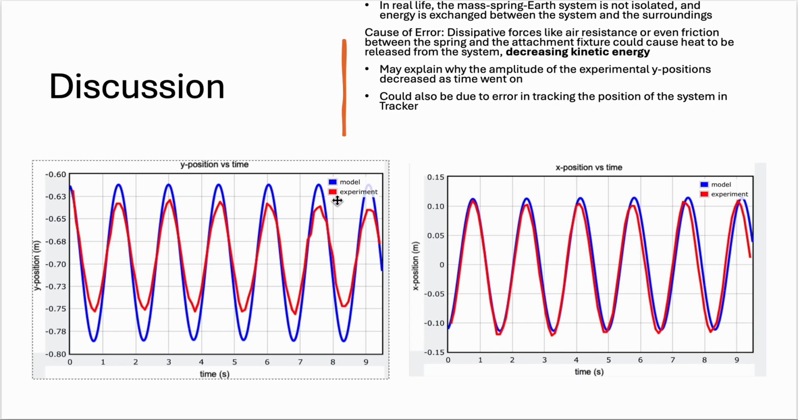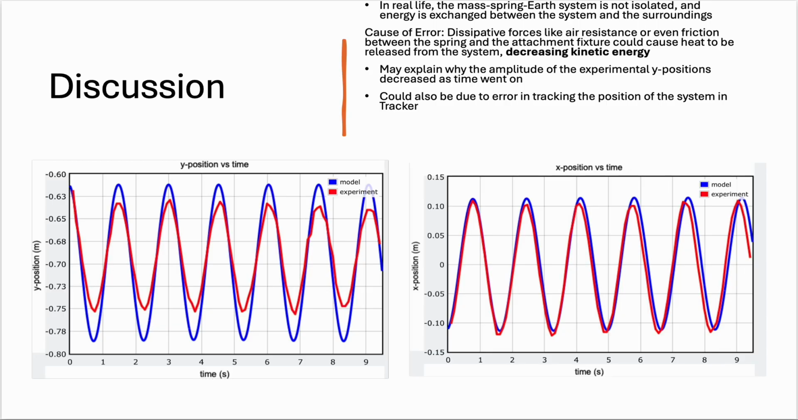So to discuss, as I said before, it was an isolated system, but in real life, the mass, Earth, spring system is not isolated, and energy is exchanged between the system and the surroundings. Therefore, dissipative forces, like air resistance, or even the friction between the spring and the attachment fixture, could cause heat to be released from the system, therefore decreasing kinetic energy. And so this may explain why the amplitude on the experimental y positions decreased as time went on. Of course, some of this error could also just be due to the tracking of the positions in Tracker.